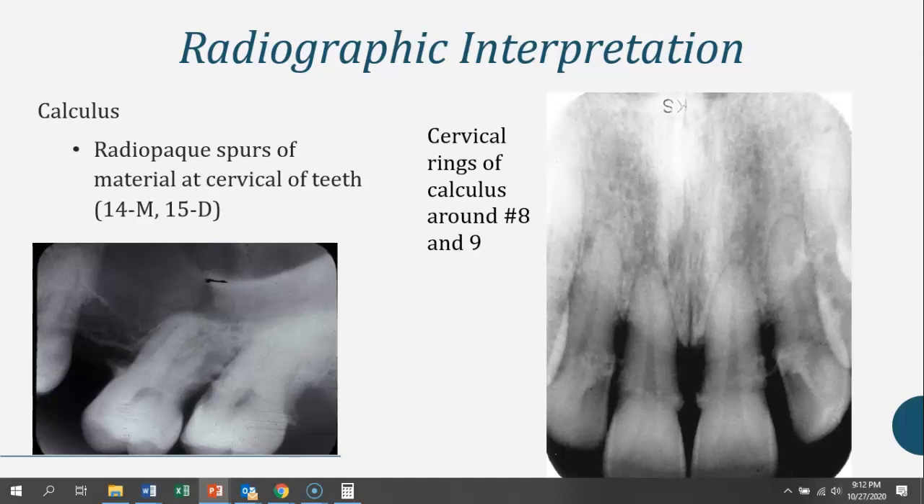So here are some more examples of calculus. You can see this huge spur of calculus off the side of this molar here, and another spur here, and in through here. And then these anterior teeth have absolutely rings of calculus. You can see this more radiopacity on the front, actually the lingual surface, but it's absolutely surrounding the teeth and coming off the edges on the mesial and distal. So there are rings of calculus around all these anterior teeth.